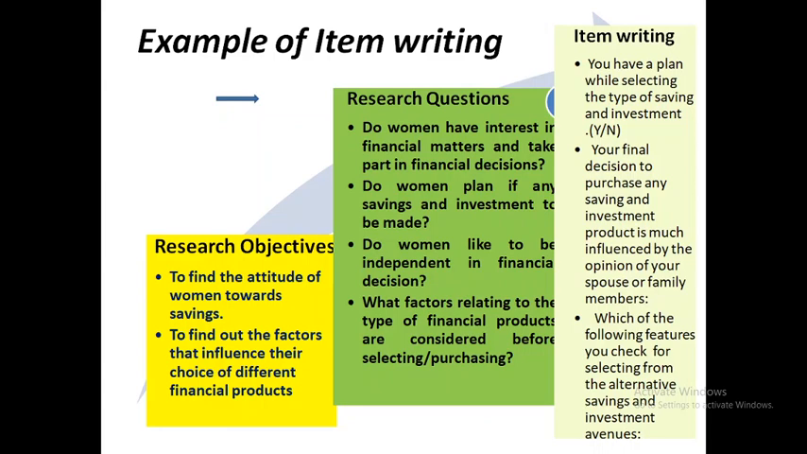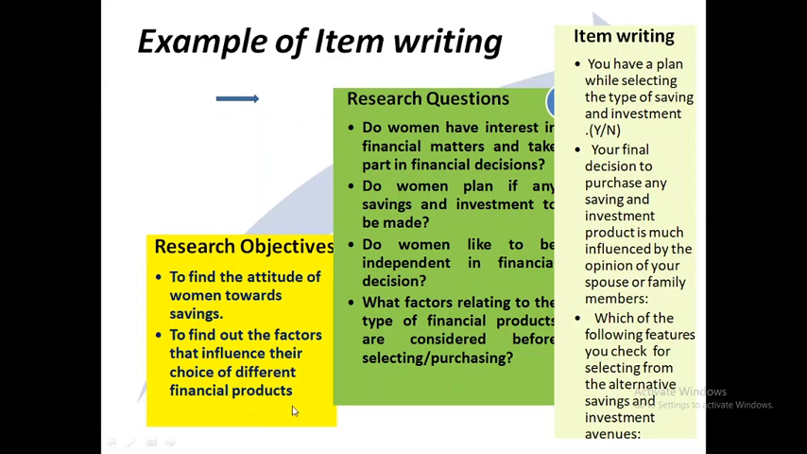Now here in the slide, the research objective is to find the attitude of women towards saving, then to find out the factors that influence their choice of different financial products. In financial institutions there are various saving options like saving deposits, current deposits, term deposits, recurring deposits, and many other investment schemes. So the first objective is the attitude of women towards saving. The second is to find out the factors that influence their choice of different financial products.